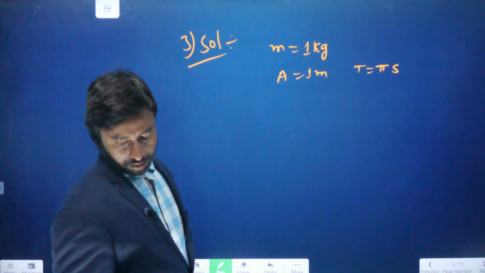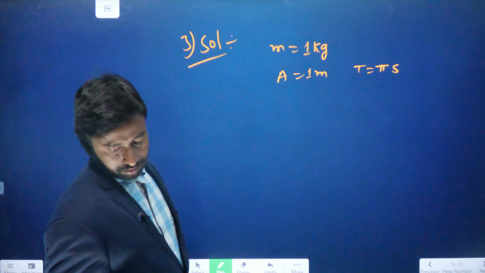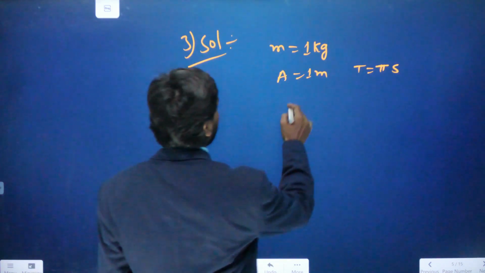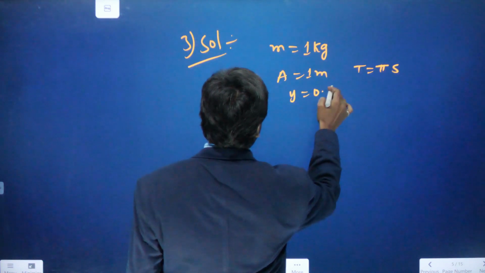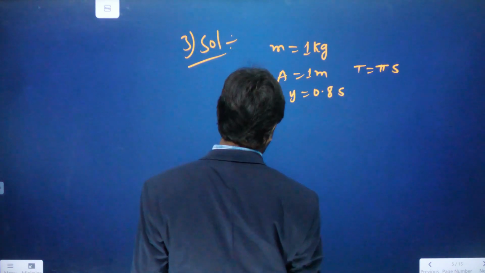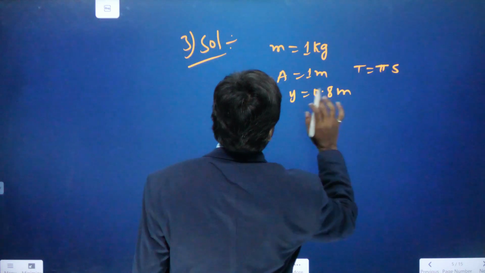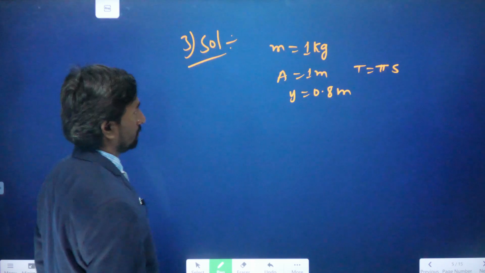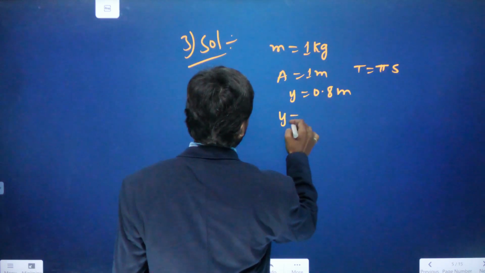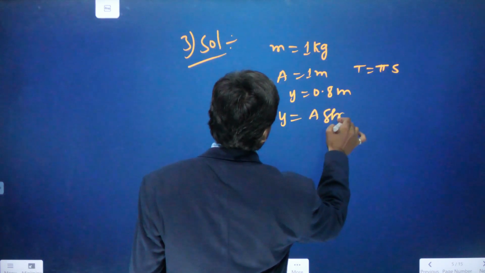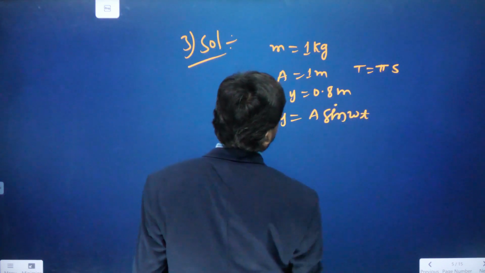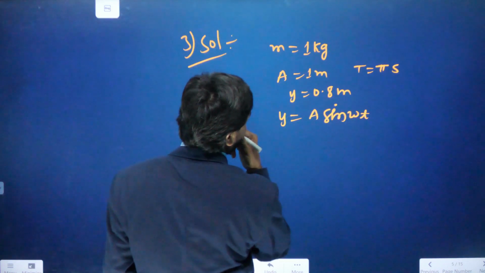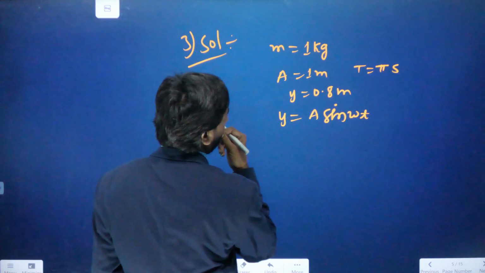Then we need the kinetic energy of the particle at the moment when the displacement y is equal to 0.8 meters. So what is its velocity? From this equation we can write y is equal to a sin omega t, where omega is 2 pi by T.